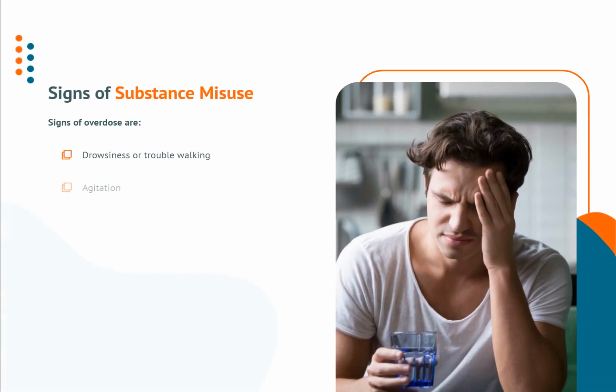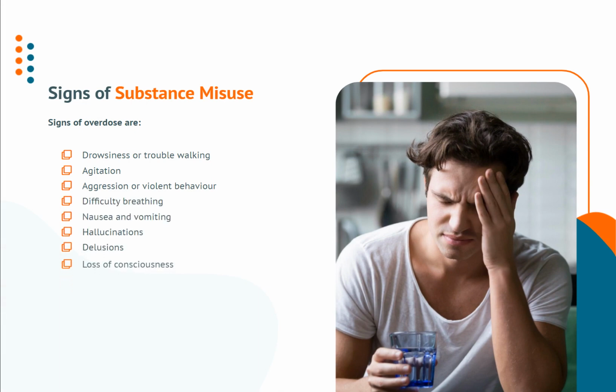Signs of overdose are drowsiness or trouble walking, agitation, aggression or violent behavior, difficulty breathing, nausea and vomiting, hallucinations, delusions, loss of consciousness.